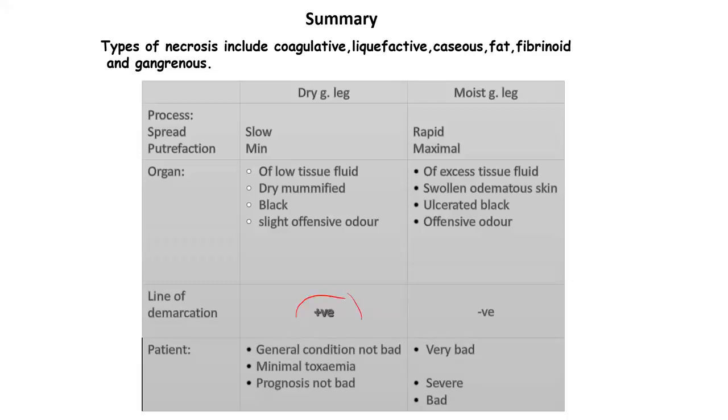Patients have a bad general condition in case of moist gangrene with severe toxemia, and usually the patient dies of circulatory shock, while in dry gangrene the general condition is not bad with minimal toxemia and the prognosis is not bad.